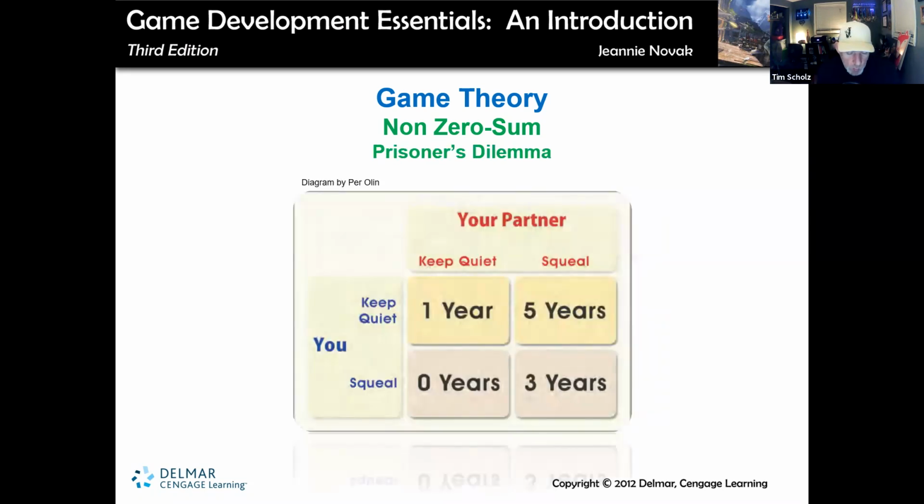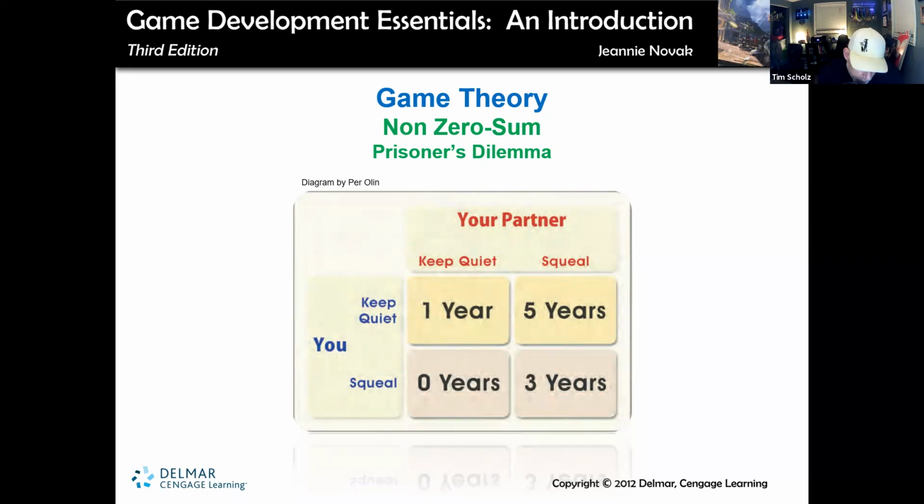So now, as we go in, we're going to focus a little bit on the concept with non-zero sum called the prisoner's dilemma. In the prisoner's dilemma, it involves two people who are competing with each other in a non-zero sum, but also having to cooperate. It essentially would be you and your partner.